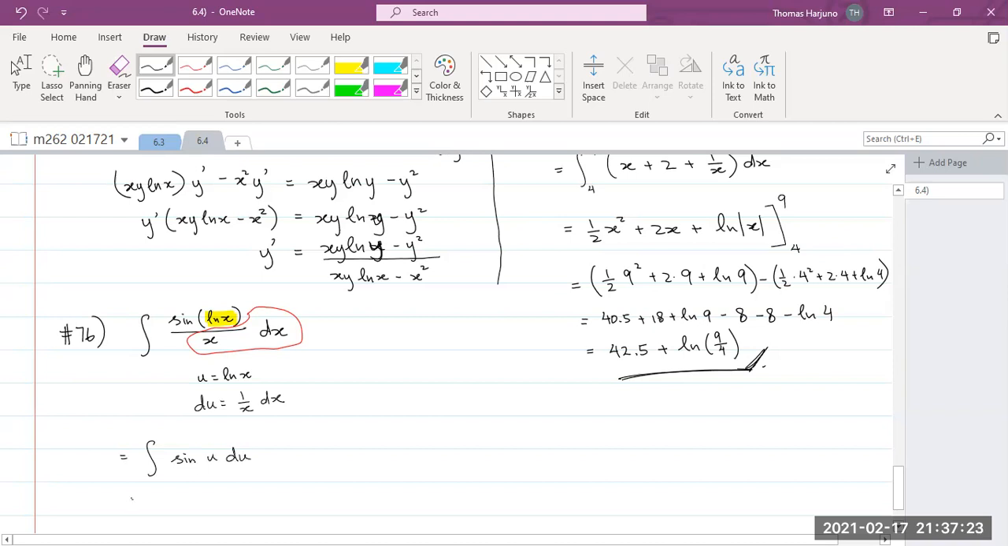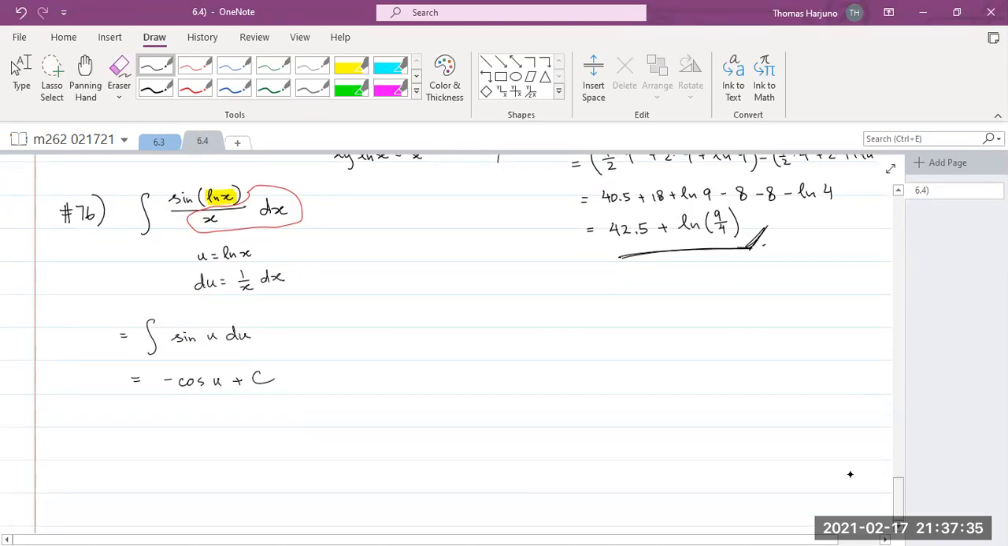Is that right? That's negative cosine u plus a constant right away. But we are not done. We need to substitute the u back. Okay, let's see. Negative cosine of ln x plus a constant. That's number 76.